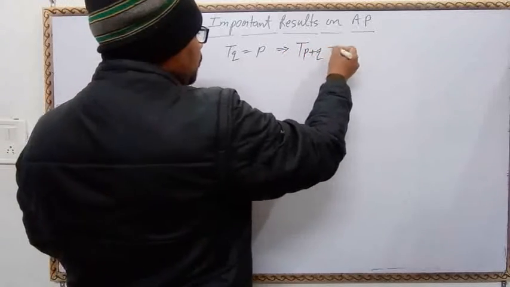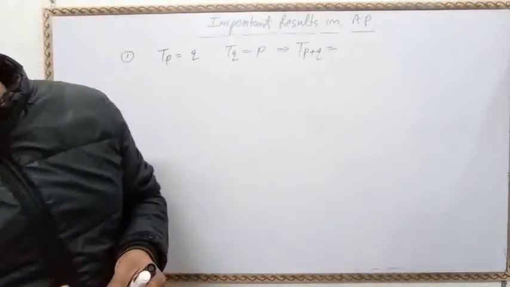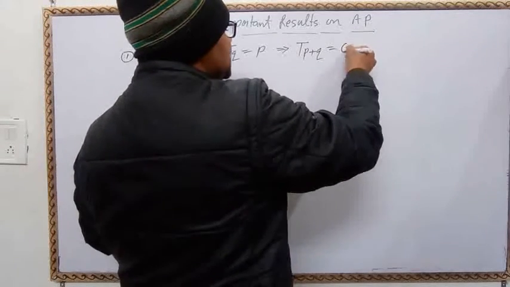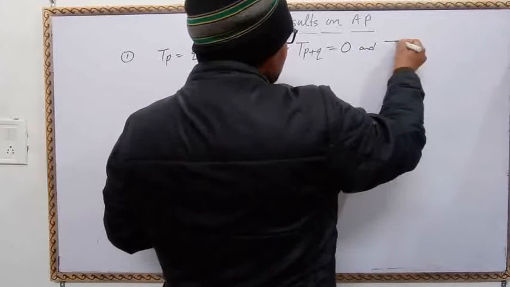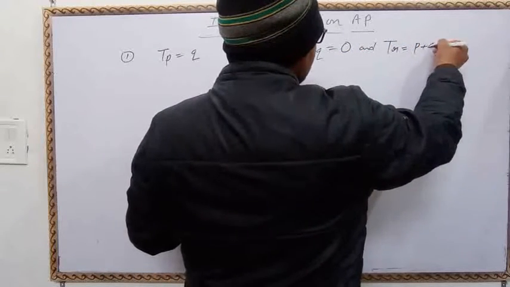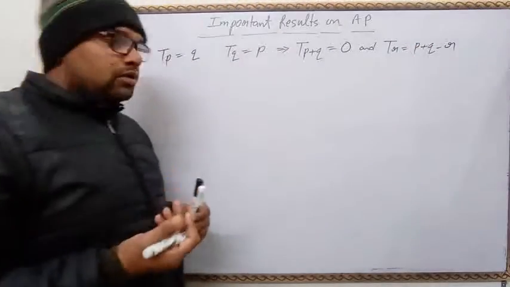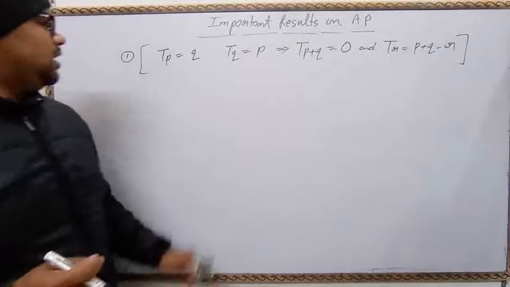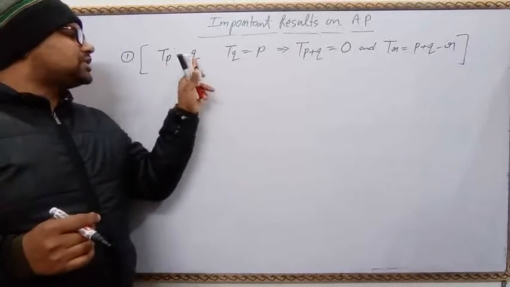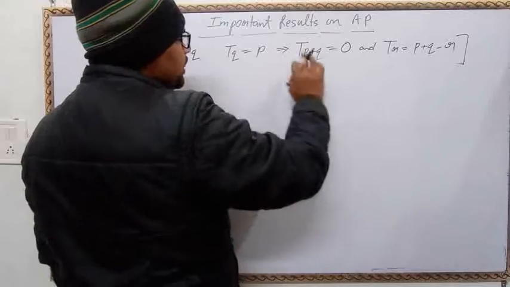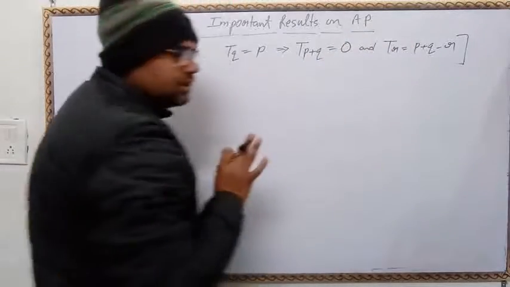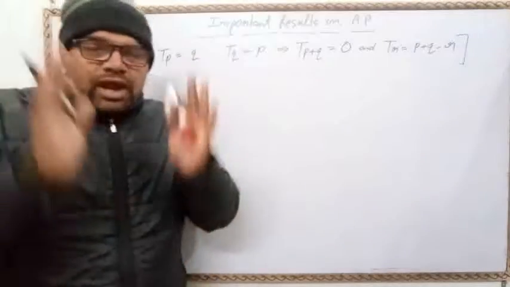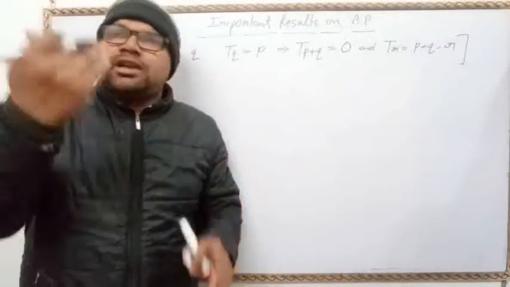If the P-th term of an AP is Q and the Q-th term of an AP is P, then think about T(P+Q). So T(P+Q) will be 0 and T(R) will be P plus Q minus R. How? Please, it is very important. What is the concept? In an AP, if the P-th term is Q and the Q-th term is P, then the T(P+Q) term is always 0. Okay, two terms are given. You know very well when two terms of an AP are given, how we will solve.